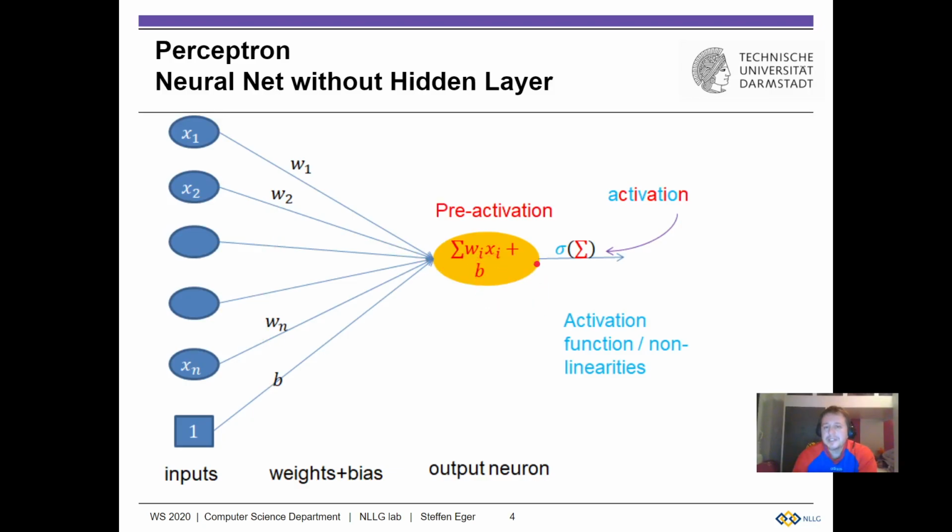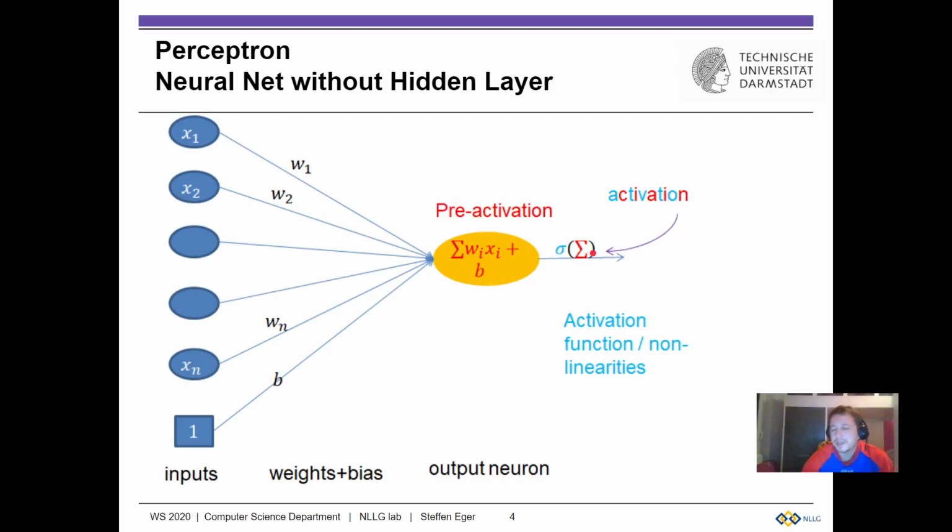And then we're considering this sum, and we're applying what we would call an activation function on top of this sum. And in the simplest case, this activation function is just a binary function. It's either 1 or 0. And it could be 1 if this sum here, which we also call pre-activation, is, let's say, bigger than 0. If it's bigger than 0, then we say, okay, our unit here is getting activated. It takes the output 1. If it's smaller than 0, then it's not activated.